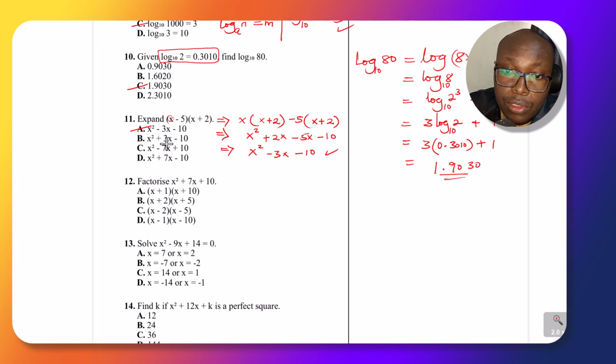Question 12 is a question on factorization. When you are doing factorization, you need to get two numbers whose product is the coefficient of x squared, which is 1, times the constant term, which is 10. So the product, you get 10, and then the sum, that is when you add the two numbers, you get 7. So you're looking for two numbers. When you add them, you get 7. When you multiply them, you get 10. Where did I get 7 and 10? 7 is the coefficient of x, and 10 is the product of the coefficient of x squared, which is 1, times the constant, which is 10.